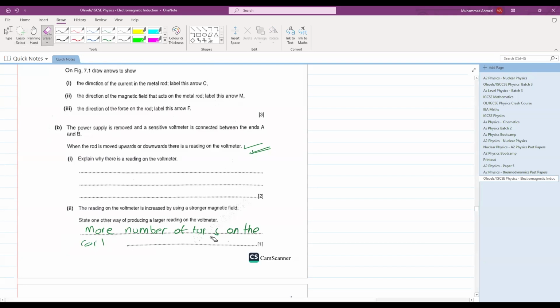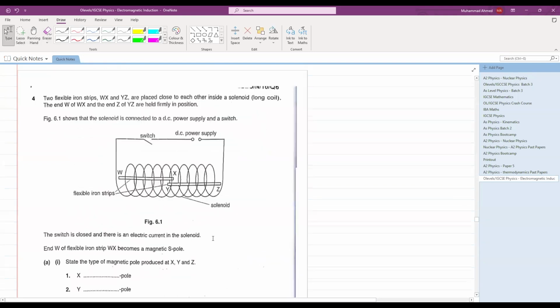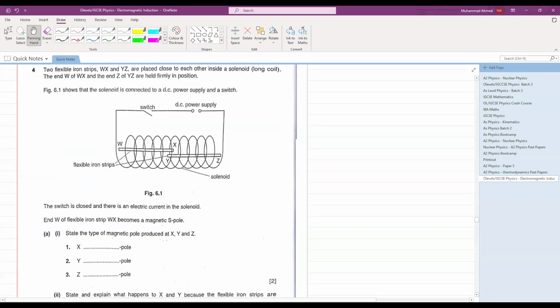One second. Let's make this correct. Two flexible iron strips WX and YZ are placed close to each other inside a solenoid long coil. The end W of WX and the end Z of YZ are held firmly in position. Okay. The switch is closed. Okay, the switch is closed. What happens? And there is an electric current in the solenoid.